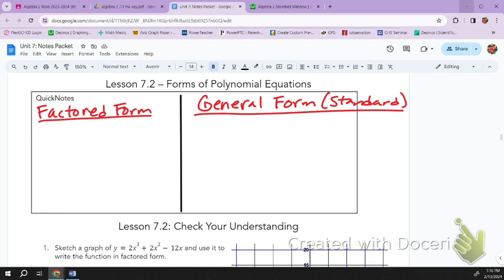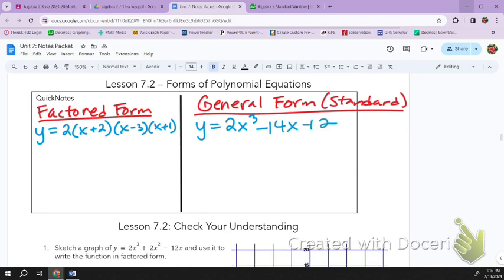All right, factored form, an example that we did. We had an a value out front. We had 3 factors. That's the example of the factored form. Then we converted it using a box to standard form, and we got 2x cubed minus 14x minus 12. Okay, and we're going to come back to the box.